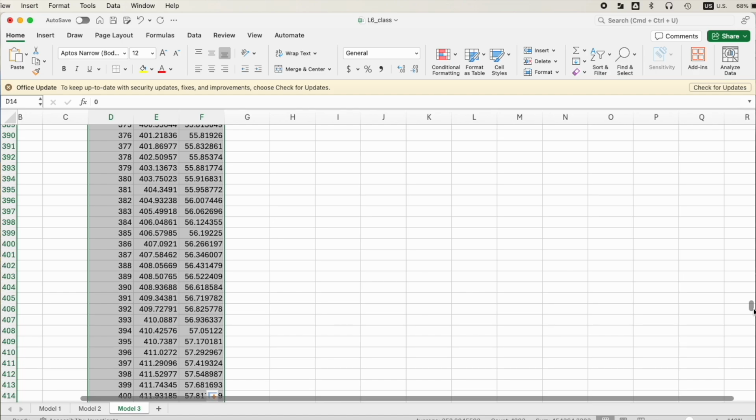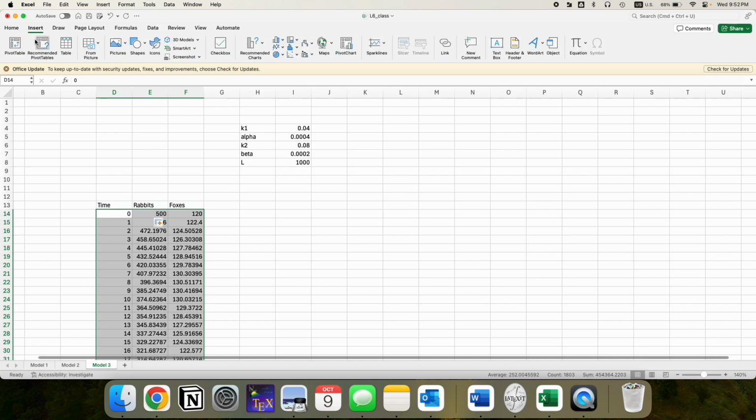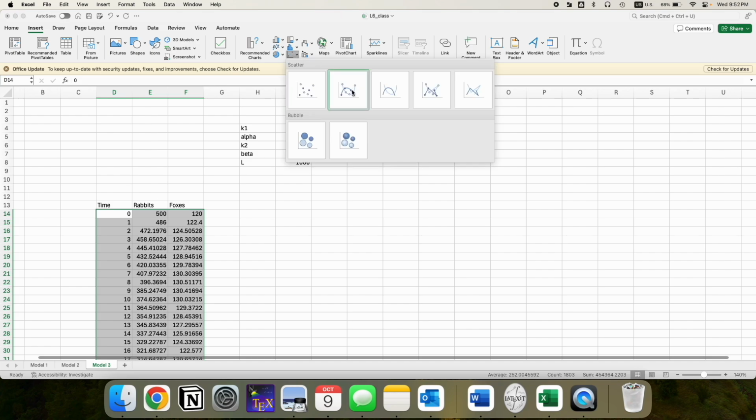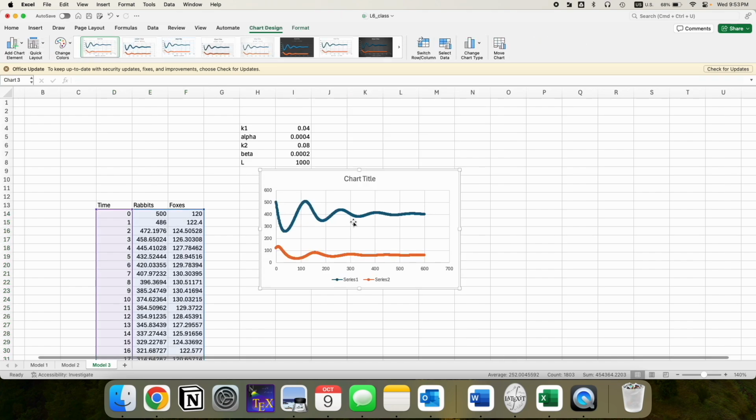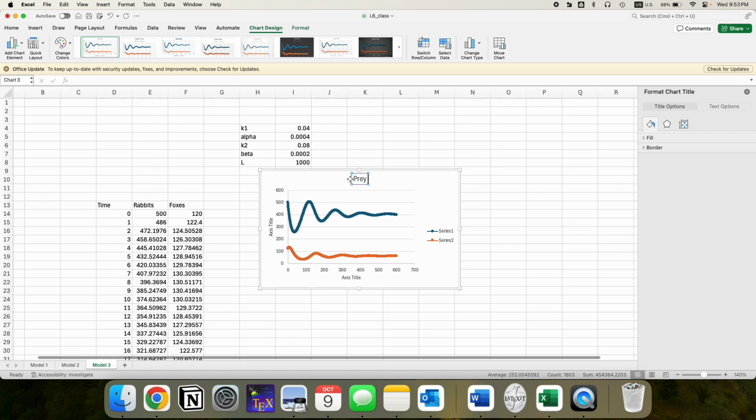Now you go to the right-hand panel. You scroll all the way up so that you can place the picture right next to the table. So you hit Insert, go to Scatter Plot, and choose Scatter Plot with smooth lines and markers. Click on the plot to change the layout and choose Layout 1. The title of this plot is Prey Predator with a prey carrying capacity. The horizontal axis title is time period, and the vertical axis title is population.